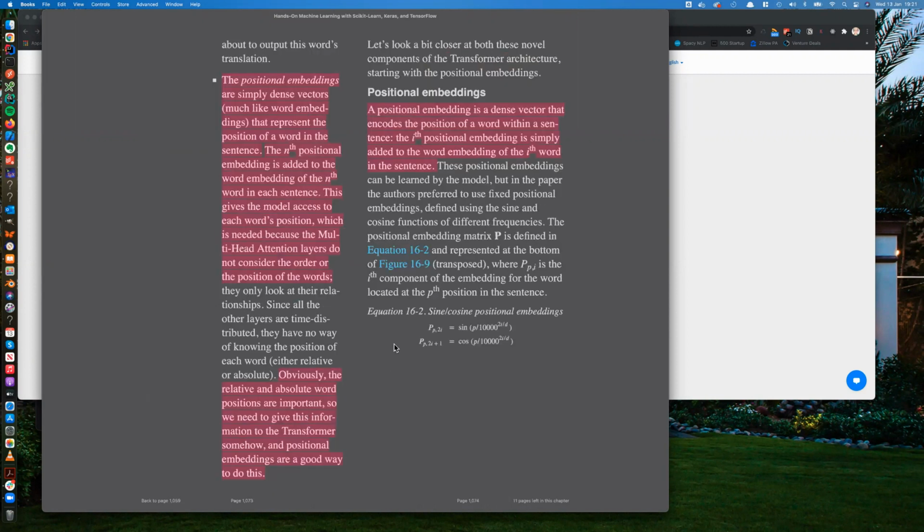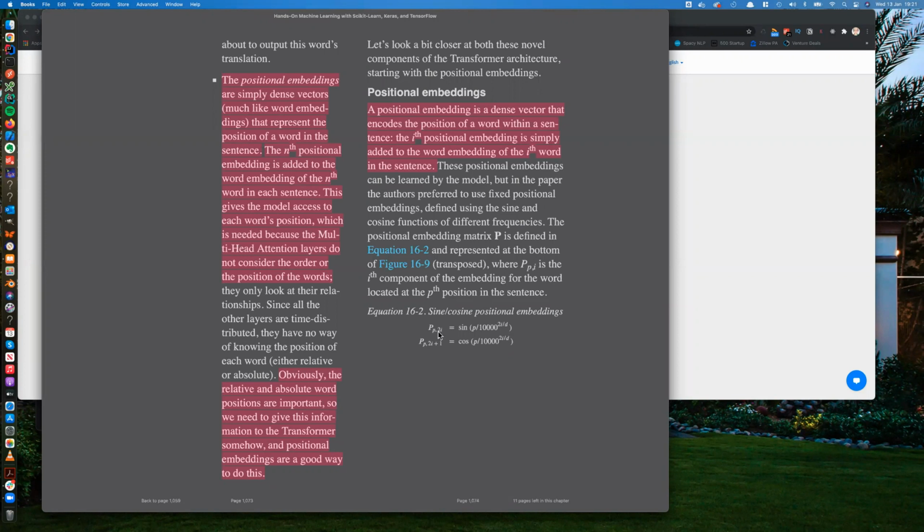Remember, P is the particular word that we're looking at. The positional embedding is going to be multi-dimensional. It could be like 784 dimensions, a bit like the rest of the word embeddings are in, say, BERT.